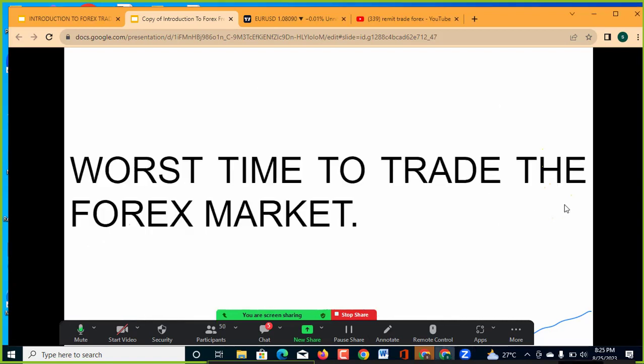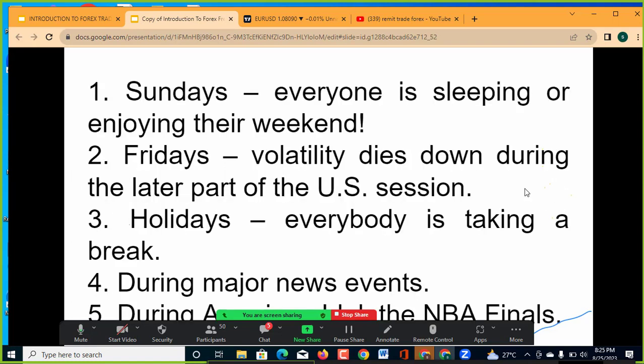In as much as we have the best time to trade, we have the worst time to trade the Forex market. The worst time to trade is on Sunday, when everyone is sleeping and you don't see volatility in the market. On Friday, volatility dies down during the US session. From what I explained earlier, you should know that right now we are in the US session, from now till 10 p.m. when the market will close. And on holidays, everybody is taking a break. For example, on the Christmas holiday, the market will be very, very dull.